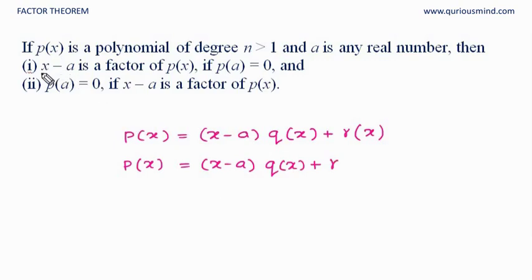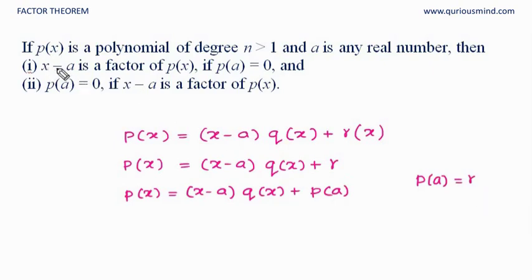Now what we are saying is, x minus a is a factor of P(x) if P(a) is equal to 0. But as per the remainder theorem, we know P(a) is r. So we can rewrite this as P(x) is equal to x minus a into Q(x) plus P(a), because we know as per the remainder theorem, P(a) is equal to r. That is what the remainder theorem states, and we have proved that.